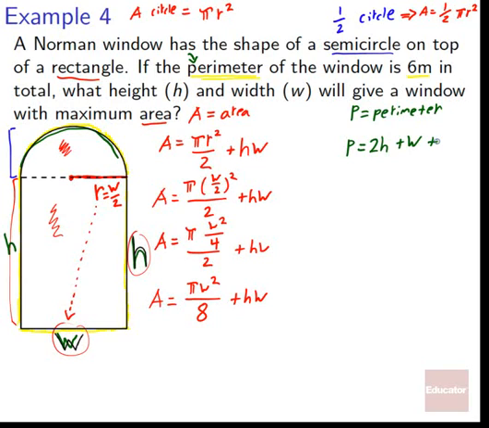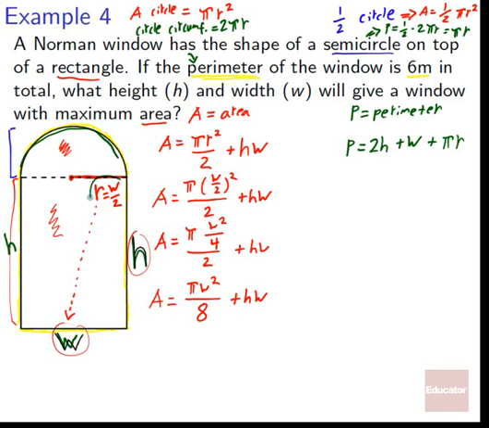So circumference for a circle, right? If we want the perimeter of a circle, that's circumference. Circle circumference is equal to 2 pi r. But if it's a semicircle, then it's half of a circle, so it's going to be 2 pi r divided by 2. So perimeter for a semicircle will be 1 half times 2 pi r, which is just going to be pi times r. So we've got 2h plus w plus the amount of perimeter that our semicircle puts in, which is pi r.